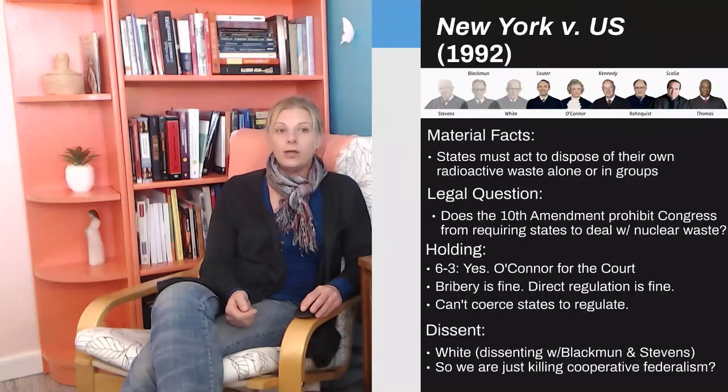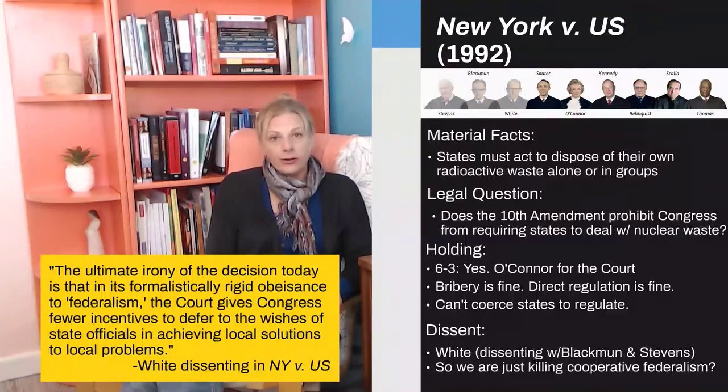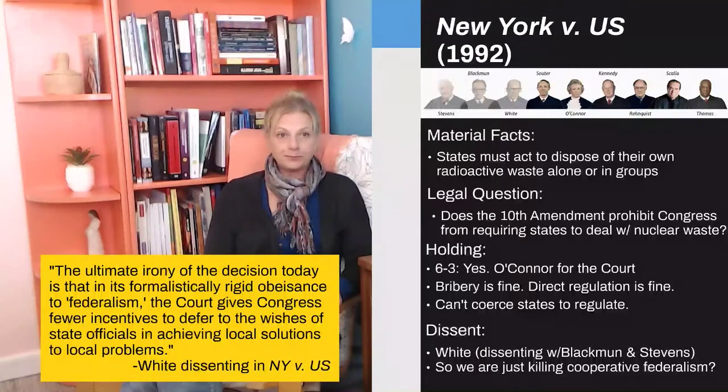And so I think one quote that helps to really emphasize White's point here is this one: the ultimate irony of the decision today is that in its formalistically rigid obeisance to federalism, the court gives Congress fewer incentives to defer to the wishes of state officials in achieving local solutions to local problems. So essentially he's saying, look, this makes it even harder to do the things that the states want, right? Instead of forcing the states to just abide by a one-size-fits-all system, this program actually allowed the states to develop their own regulations that were more tailored to their own needs, and the court has now disallowed that.